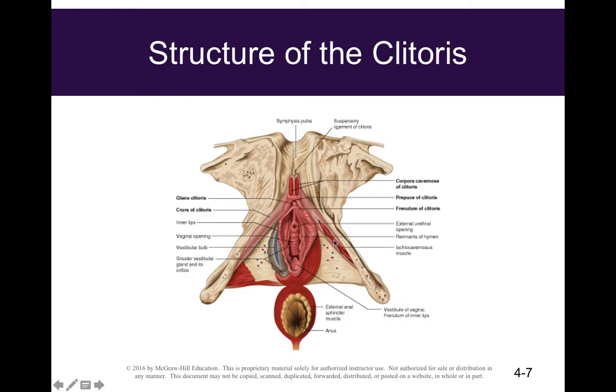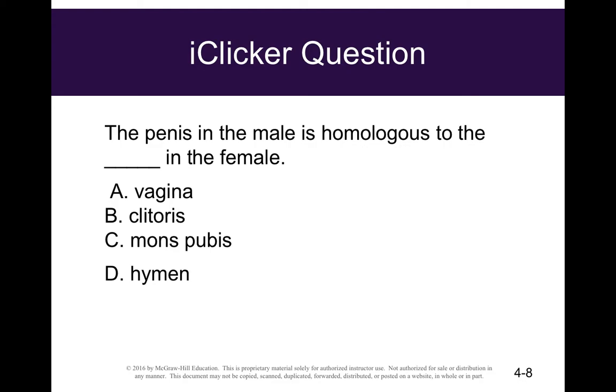Over here, you'll see the cavernous muscle. This is the muscle that runs from the ischial bone. Then you'll also see the remnants of the hymen here along the sides of the opening of the vagina. Then you'll see the external urethral opening, where the urine comes out of the female. So that's the structure of the clitoris, as well as some other organs in the female sexual anatomy.